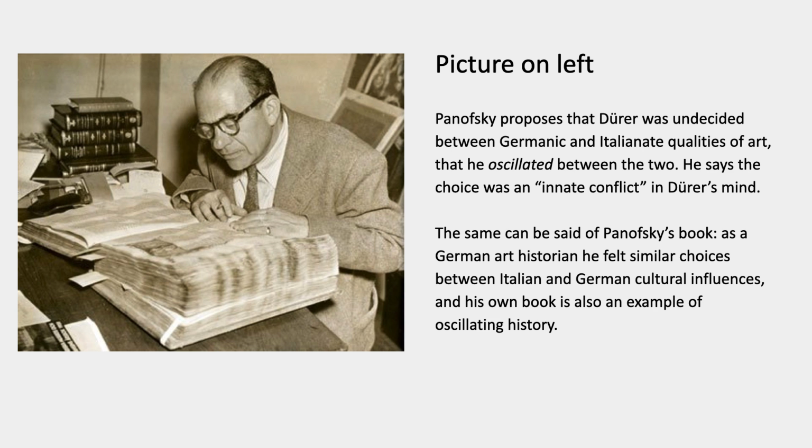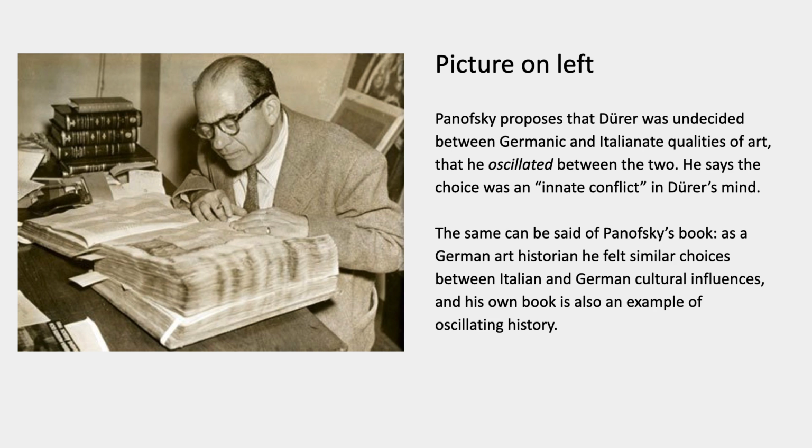That's Panofsky. So he proposes that Dürer was undecided between Germanic and Italianate qualities of art, and there's a lot of truth to that. It does seem that way from what Dürer actually wrote. Panofsky says that he oscillated between the two.